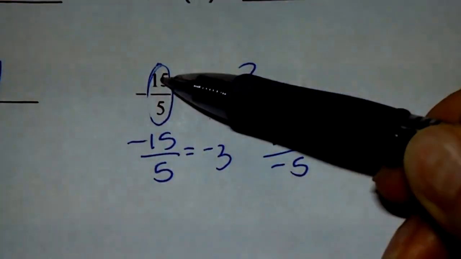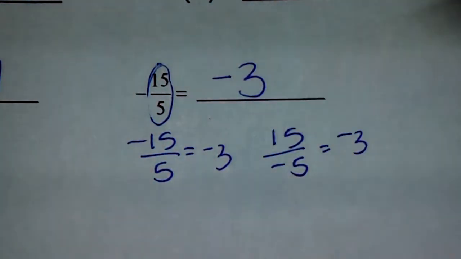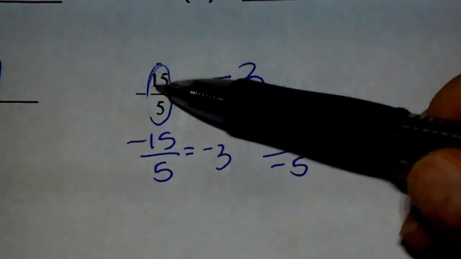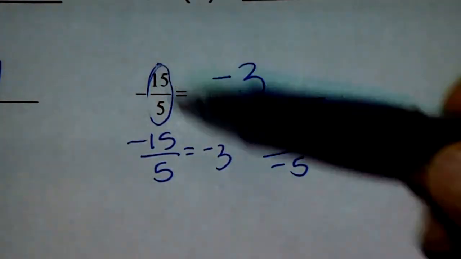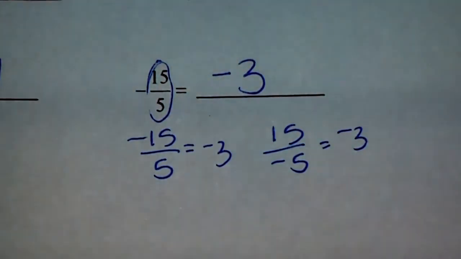This does not mean that the 15 and the 5 are negative. Because if you divided two negatives, wouldn't you get a positive result? Yep. If I wanted them both to be negative, I would put a negative sign in front of both of them. So just know that all of those things mean the same exact thing.